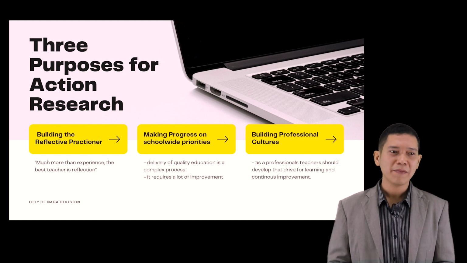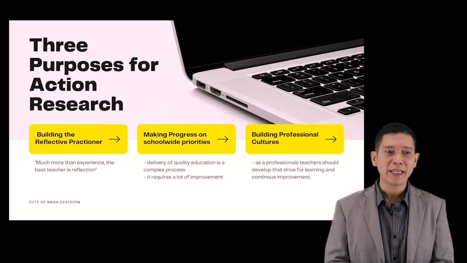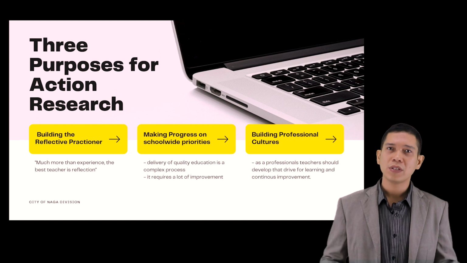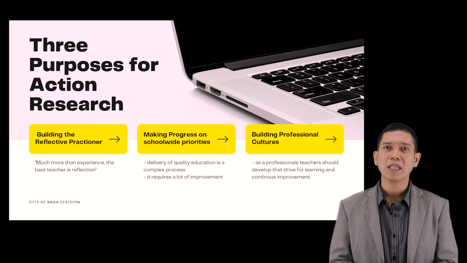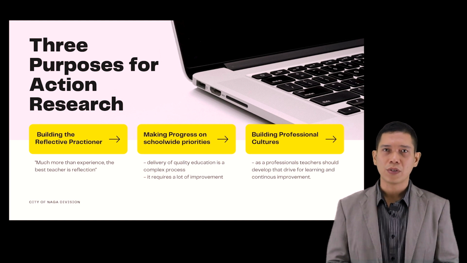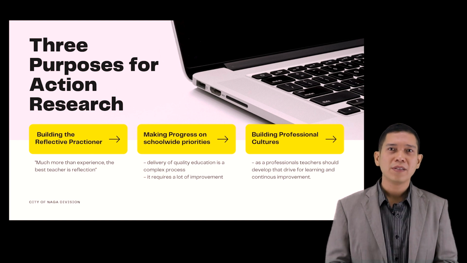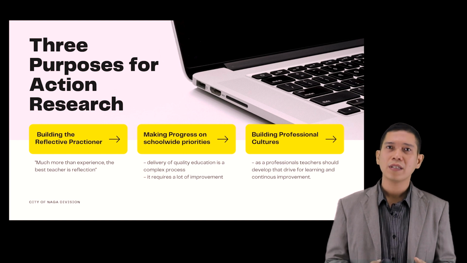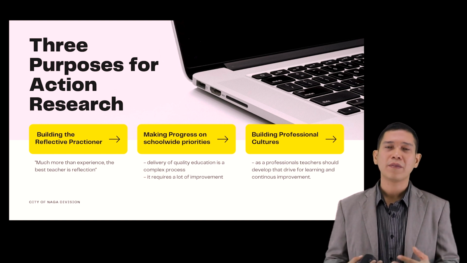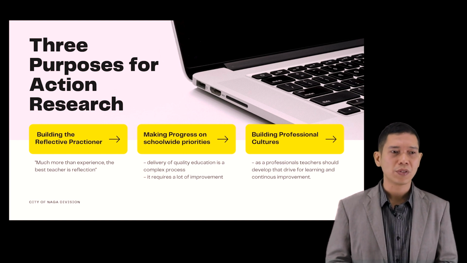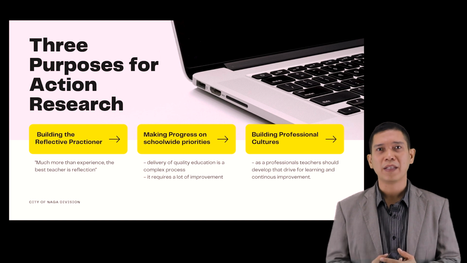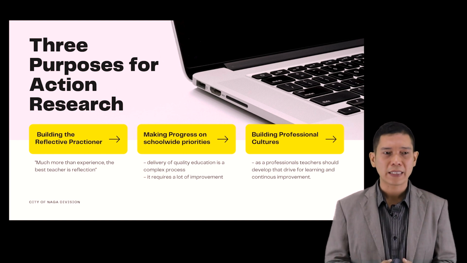Right? And also at the same time, making progress in school-wide priorities. Whatever priorities you have in your schools, take into consideration all those things and put that into focus. Put it in step one so that you'll be able to improve whatever you have as a teacher or a school head or whatever roles you play in your respective schools. The delivery of quality education is a complex process, remember that, and it requires a lot of improvement. We need to continuously improve our practice, right?